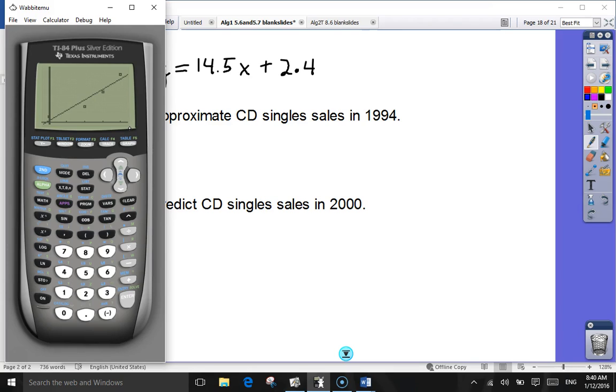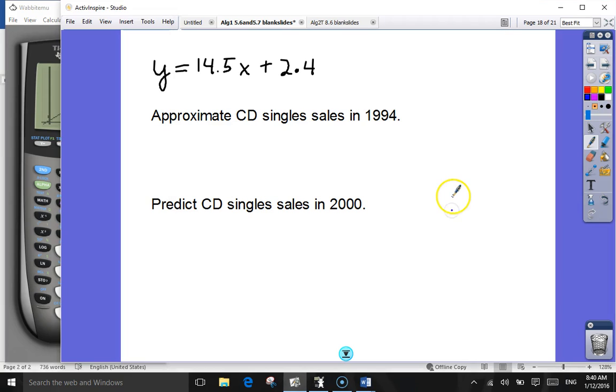Does it look okay? Does it look like it's going to the middle? I mean, what we're sure of is that is the least error between a line and those points that you can have. That's what the calculator is doing for us.